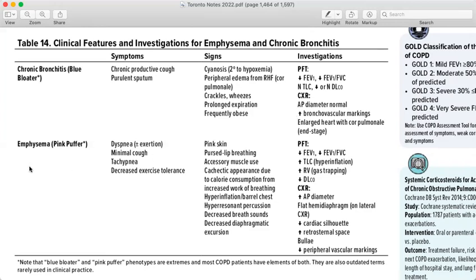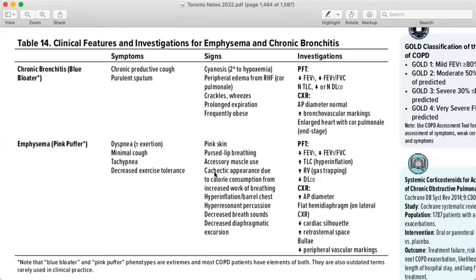Then coming to emphysema, it's basically dyspnea, minimal cough, tachypnea, and then decreased exercise tolerance. That's why they develop polycythemia. That's why they are called pink puffers. Pink puffers use pursed lip breathing because they are unable to breathe properly. That's why their lips are in that particular position where they can breathe easily.